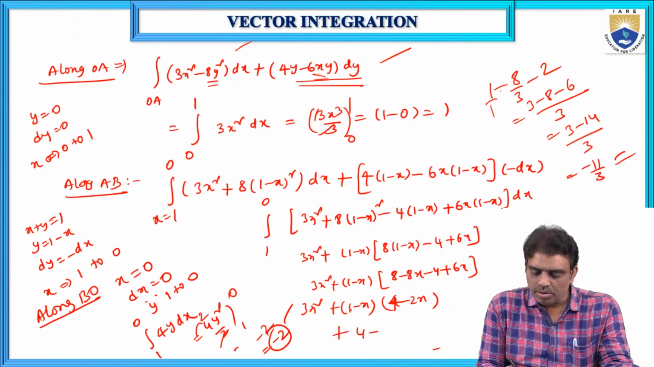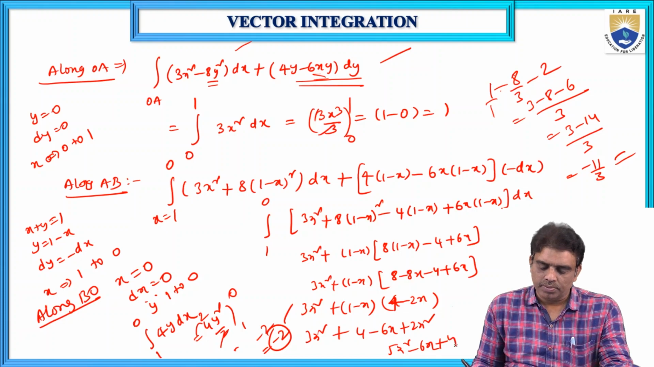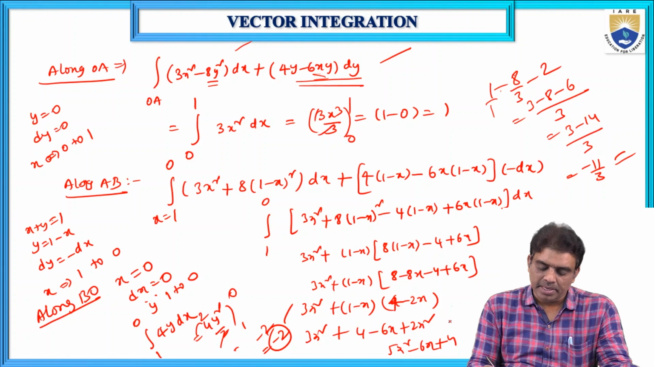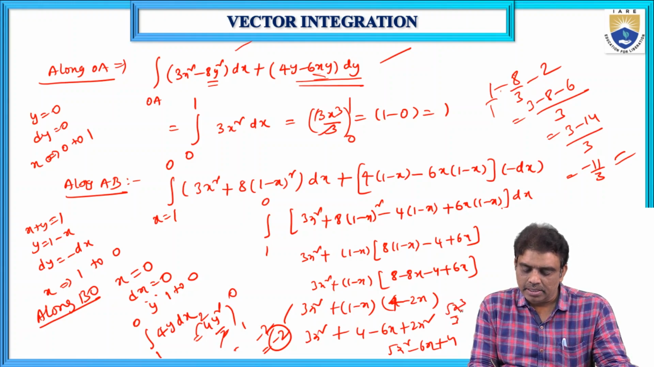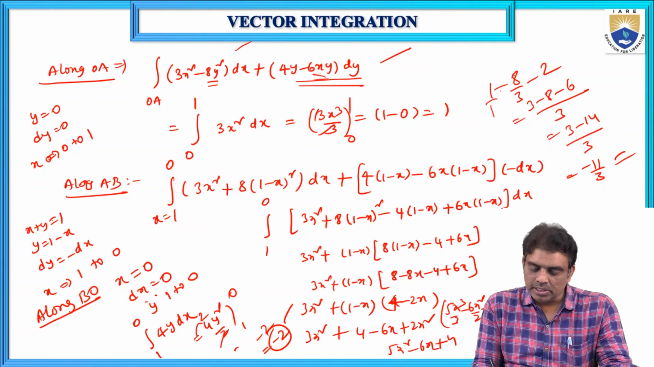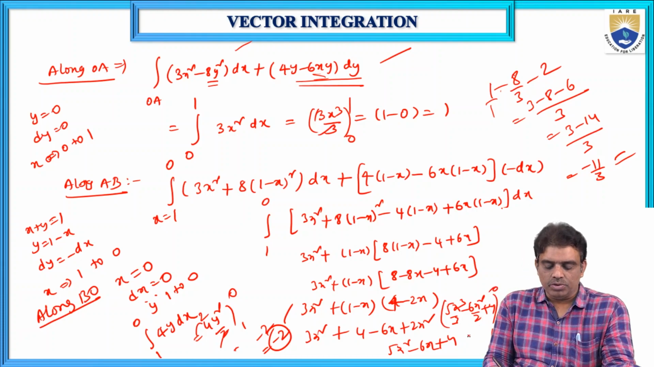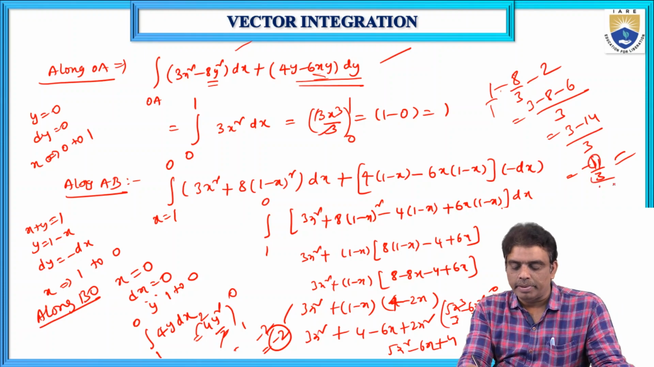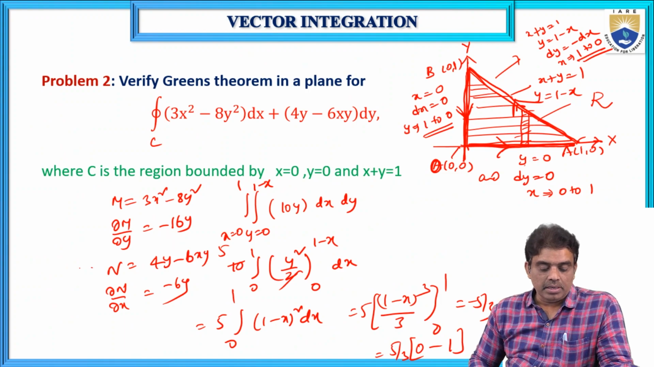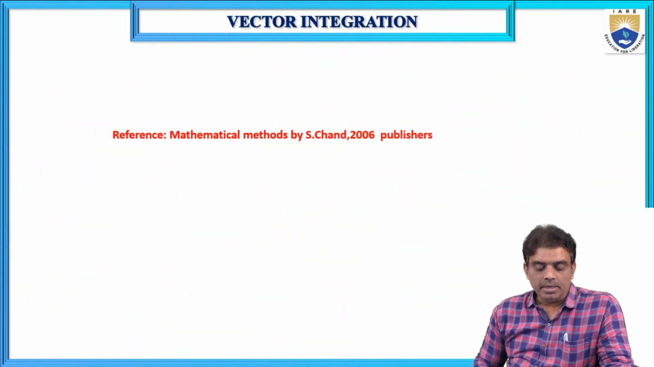That is 4 minus 2x minus 4x minus 6x plus 2x square plus 3x square. That is 5x square minus 6x plus 4. That is 5x cubed by 3 at the upper limit. So this value is 5x cubed by 3 minus 6x square by 2 plus 4. On substituting the limits 1 and 0, you will get minus 5 by 3. That is the required solution. In this way you can verify Green's theorem in the plane.